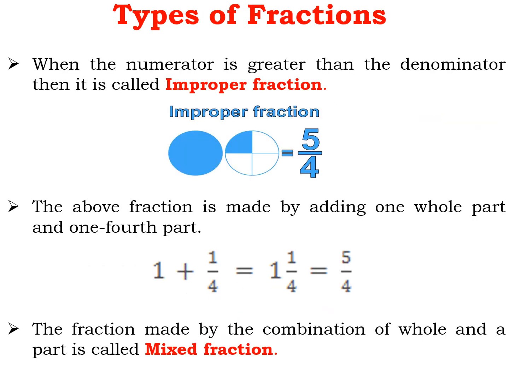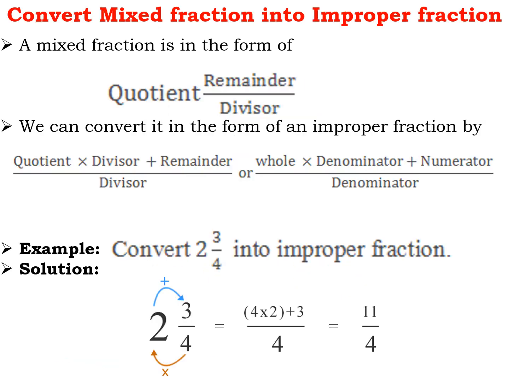When the numerator is greater than the denominator, then it is called an improper fraction. The above fraction is made by adding one whole part and 1/4 part. 1 plus 1 by 4 is equal to 1 whole 1 by 4, that is equal to 5 by 4. The fraction made by the combination of a whole and a part is called a mixed fraction.